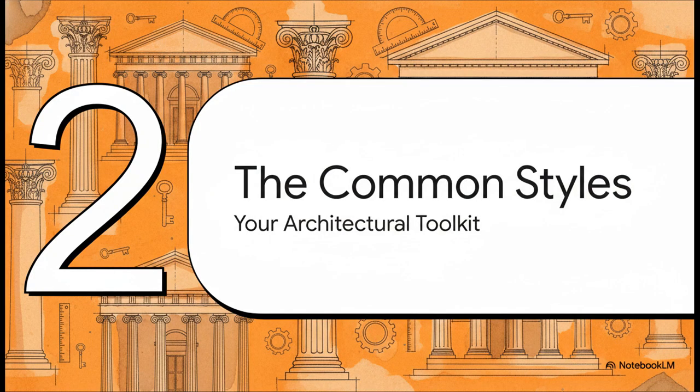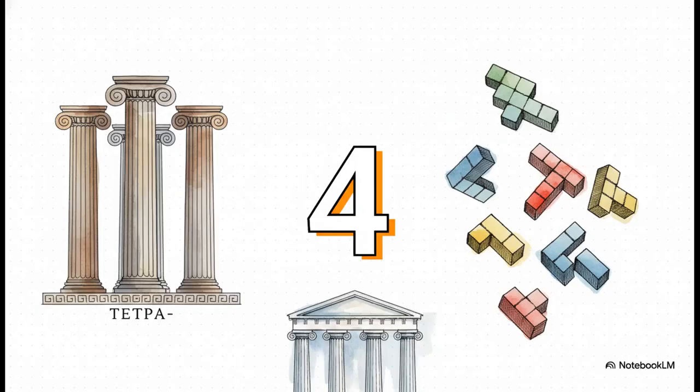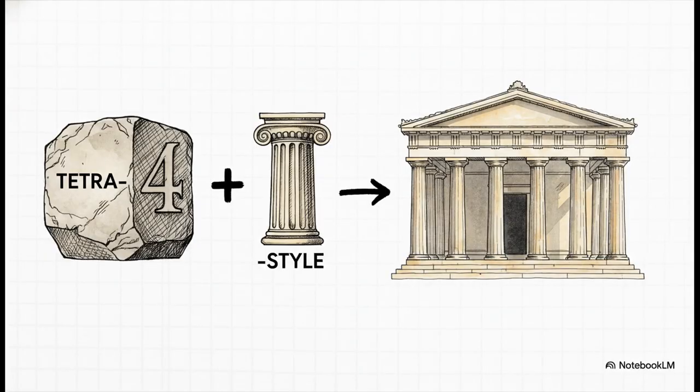All right, so we've got the key to the code. Now let's build up our toolkit, starting with the ones you're going to see all the time out in the real world. Let's kick things off with a super common one. So let's start with the number 4. The Greek prefix for 4 is tetra, and if that rings a bell, it absolutely should. Just think about the game Tetris. What are all those little falling blocks made of? Yep, you got it, 4 squares. So you put those two pieces together, tetra plus style, and you get tetrastyle.